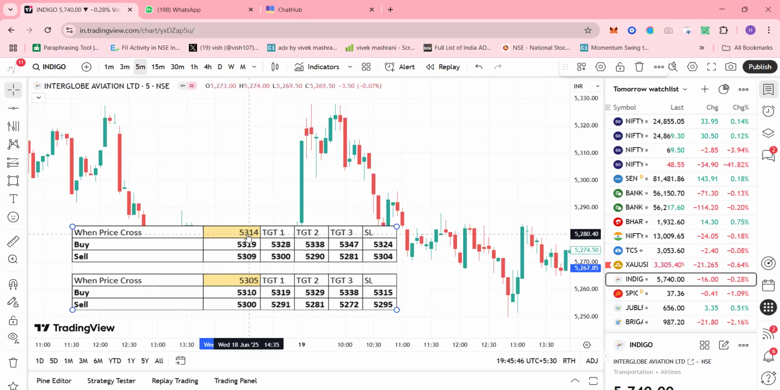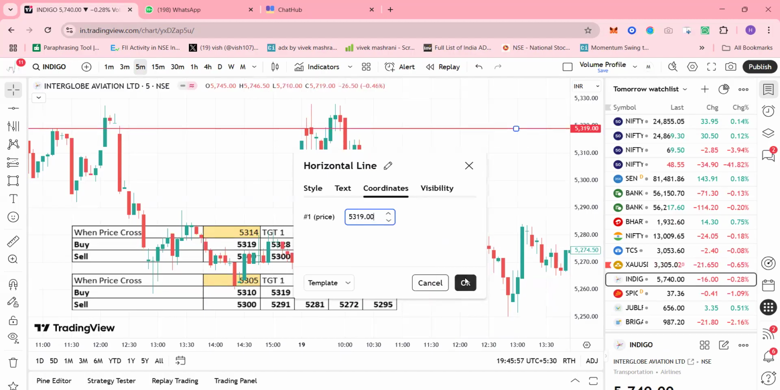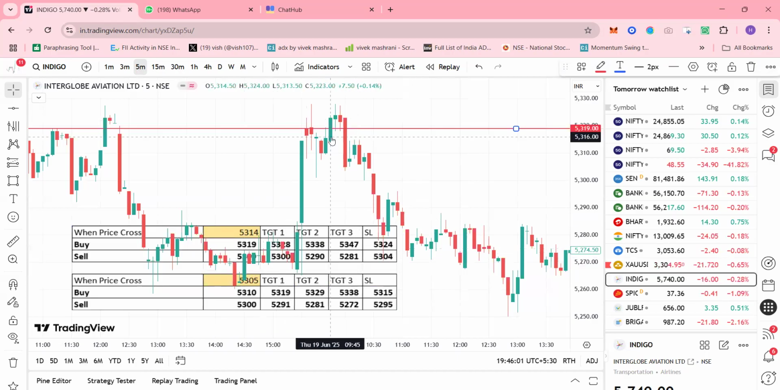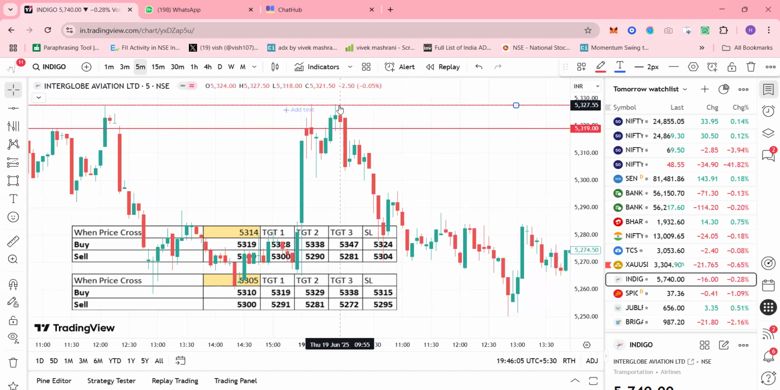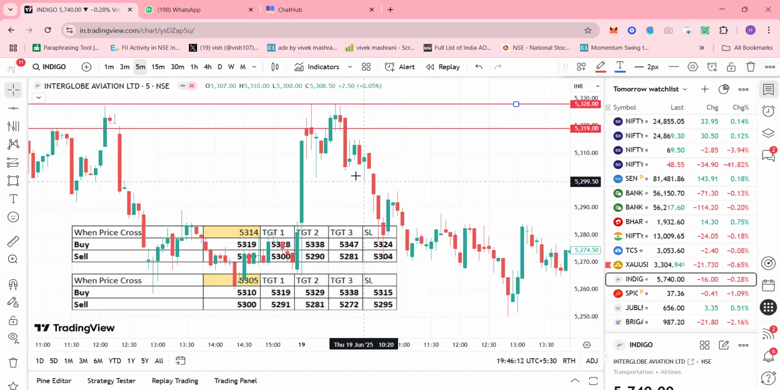Okay, so here if you see, 5319 is given as a buy. If I take the first 5 minutes candle, 5328, did it hit? No, almost hit. But it has moved in our favor, 5328. Whenever the price moves in your favor after you've taken a long, this is at 9:45.